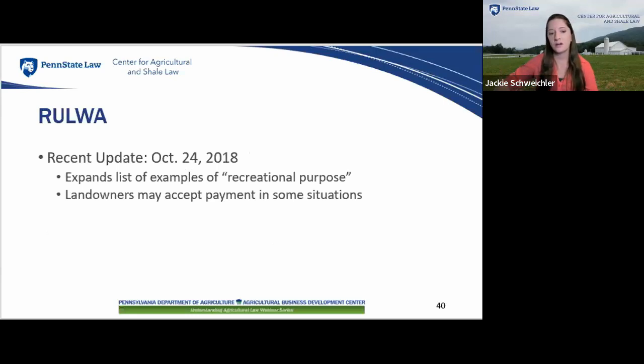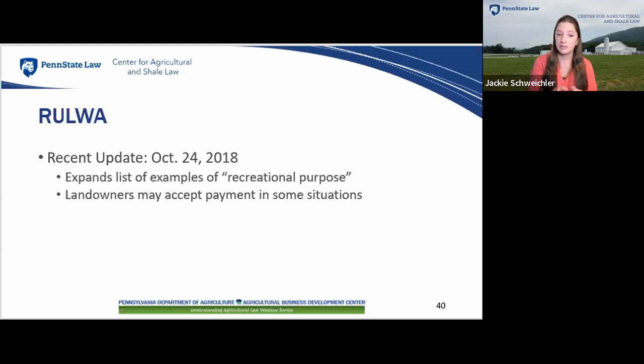Now, a few years ago, RULWA received a big update that expanded its application to a wider range of landowners. In addition, the payment language was changed. The original statute did not apply to landowners who accepted payments from people who entered their property. In other words, if you got money from people going on your property to kayak or hike or walk around and look at the flowers, if you got any sort of payment from them, RULWA did not apply. You were not protected.